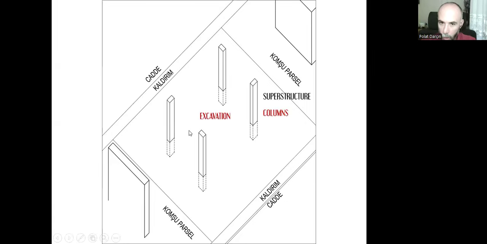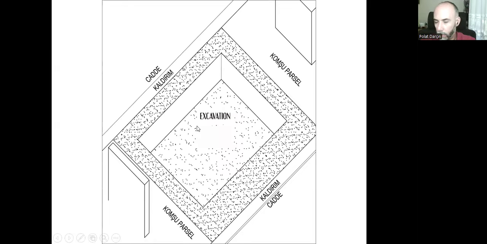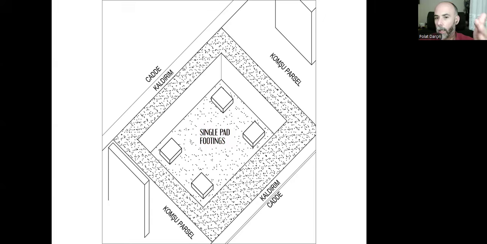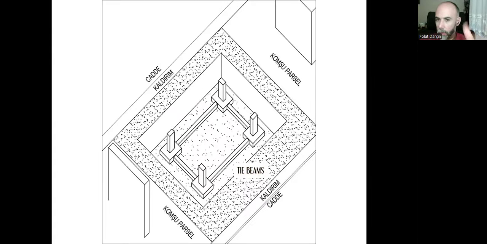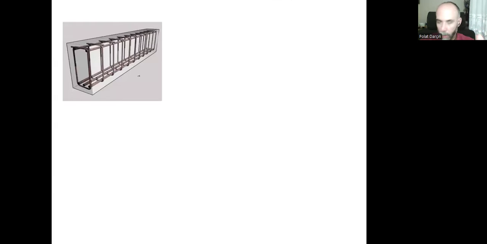We need to go down. We need to excavate the ground till the required level. After that, we are going to create our single pads, and over that we are going to do our foundation columns till we are at the grade level, and we need to create tie beams to connect all these separate footings and grade beams to connect all these separate columns.